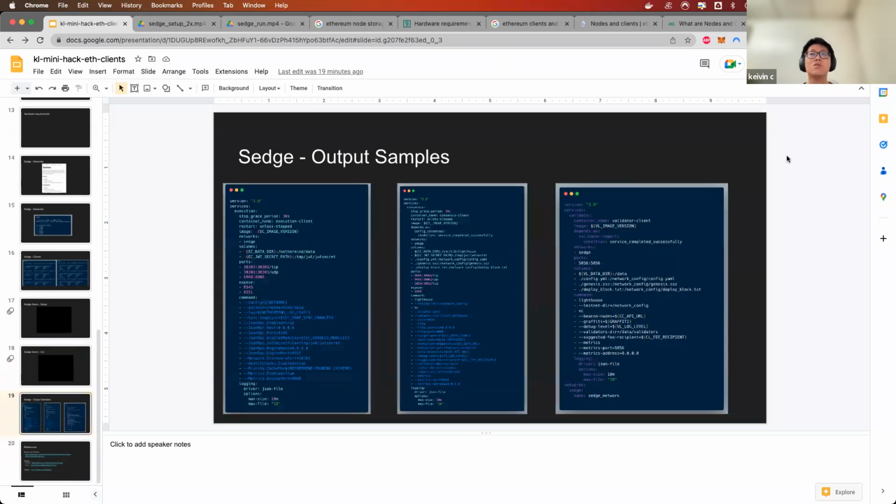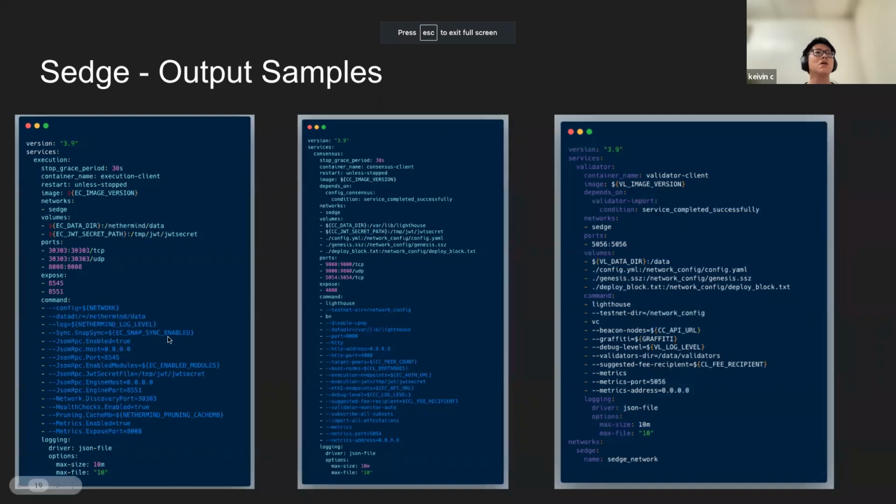And okay, let me just cover this. Hope this is visible. As I mentioned before, what Sedge actually does is create, you can think of this as, instructions to run your respective Docker containers. On my left, you can see that this runs an execution service. In my middle, it runs a consensus service. On my right, it runs a validator service. The actual file is quite long, but that's the nice thing about Sedge. It takes away all this complexity. You just tell it what you need, it'll generate it for you, and you just run it.